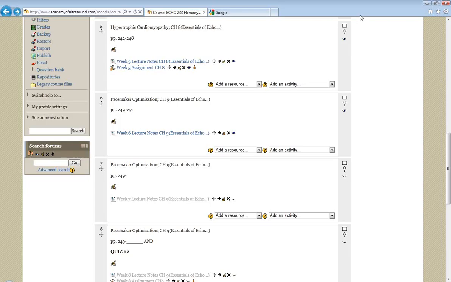Tonight's lesson is going to be dealing with week 5 of Echo233, and that's hypertrophic cardiomyopathy, dealing with chapter 8, page 242 to 248. So we're going to continue talking about hypertrophic cardiomyopathy.